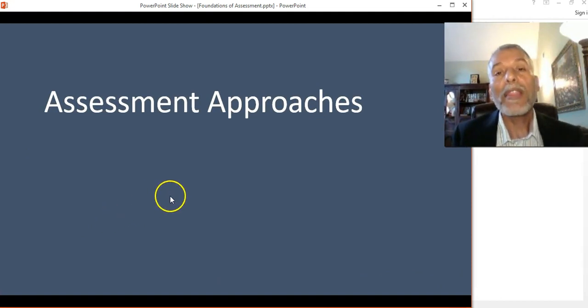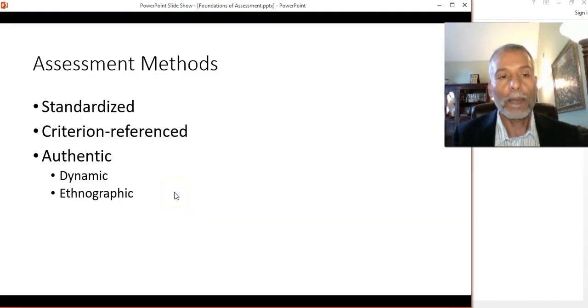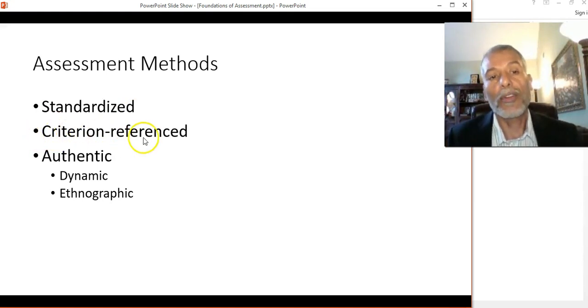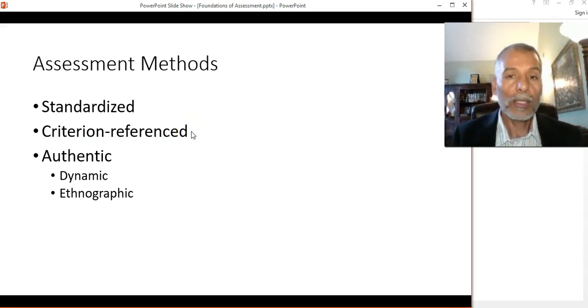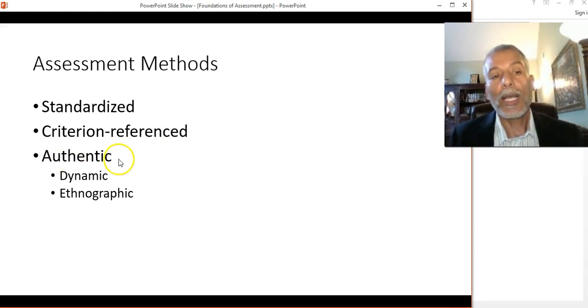So, methods of assessment. First, you could do standardized assessment. You just go get a commercially available test and you administer that. You could, in addition to some informal testing that you do, just administer a criterion referenced test battery in addition to other things that you do. Or you could do authentic assessment.